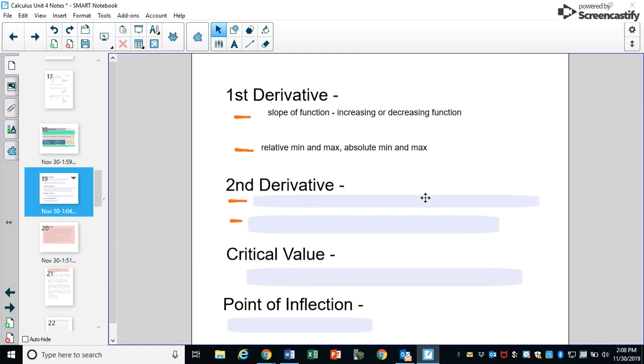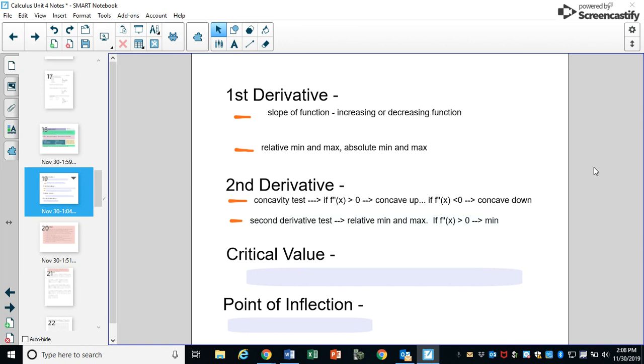And then that's in contrast to the second derivative. Second derivative we use for two things. So that's firstly our concavity test. So if the second derivative is greater than 0, then that means we have a concave up part of our graph. If the second derivative is less than 0, it means it's concave down. And then we also use the second derivative for the second derivative test, which is to find relative minimums and maximums. And I only write one down here, but if our second derivative is greater than 0, then that means that at that point we have a minimum.